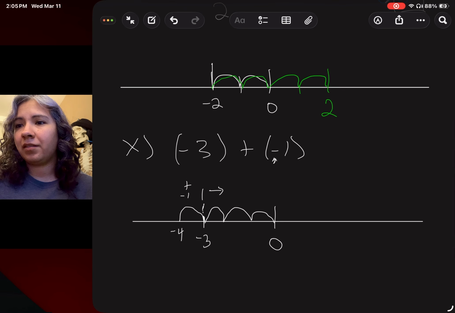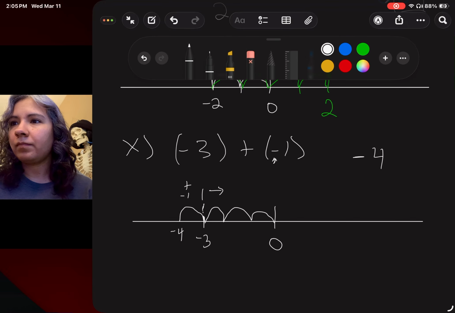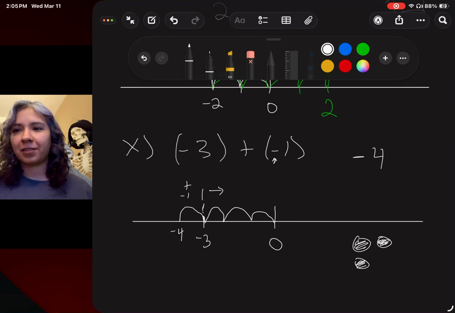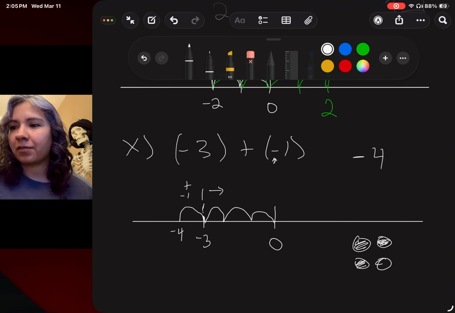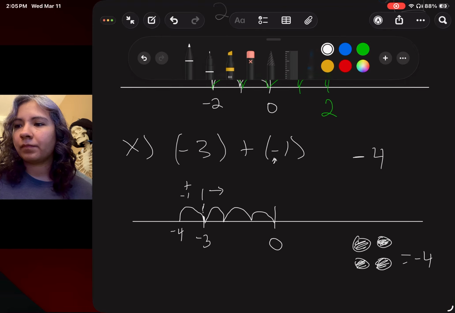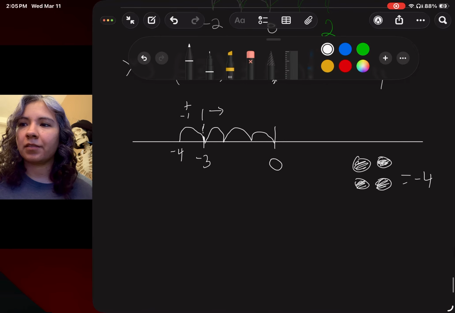You could also say these signs are the same that you're adding together, so you leave the sign and just add them together, 4. Or like let's do the circle example. So we have 1, 2, 3 filled circles, because that's negative. I'm doing negative as a filled circle, and we're adding 1 more filled circle. So that means we have 4 filled circles. So just different ways to think about it.